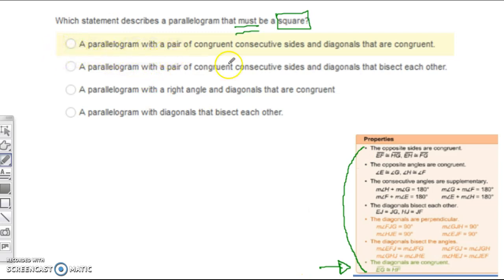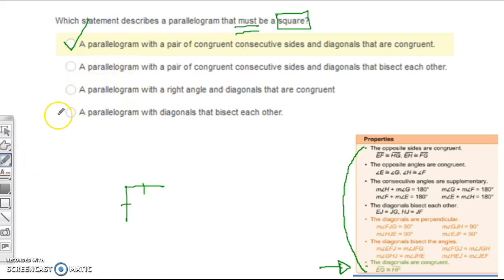A parallelogram with a pair of congruent consecutive sides. That means the sides that are next to each other are going to be the same length. So that's good. And then the diagonals are congruent. And that is one of those special ones for a square. So that's actually going to be it. It's going to have congruent sides, and the diagonals are going to be congruent.